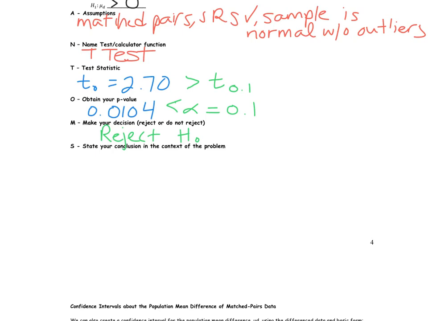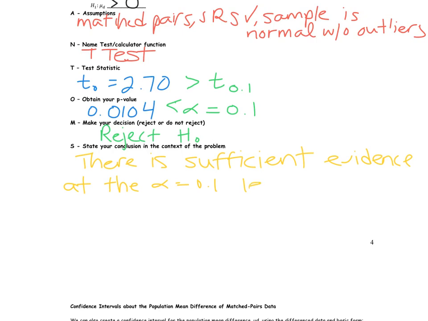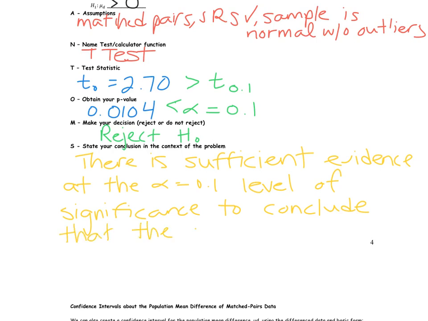And our conclusion, and again, it's always the same. So if we're rejecting, that means we have sufficient evidence to support the alternative. We state the level of significance. And then to conclude, we were trying to show that the course was effective, so you can just say to conclude that the prep course improves scores.